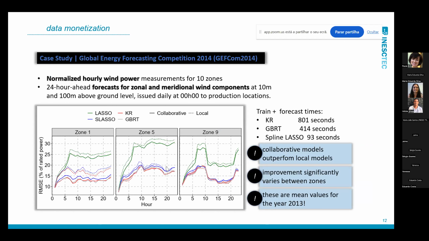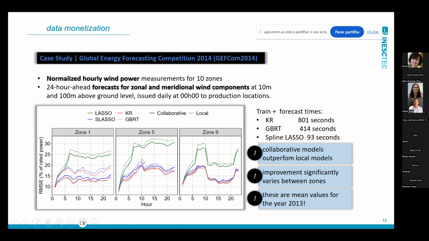Okay, we also applied this algorithm to wind power data. Here we have almost 2 years of historical data for 10 wind farms located in Australia. It's hourly data. The goal is to predict the next 24 hours using wind forecasts. We have the wind U and V components, where we represent the wind speed and direction in the Cartesian plane. And we have these forecasts for 2 different heights, so 10 meters and 100 meters above the ground level.